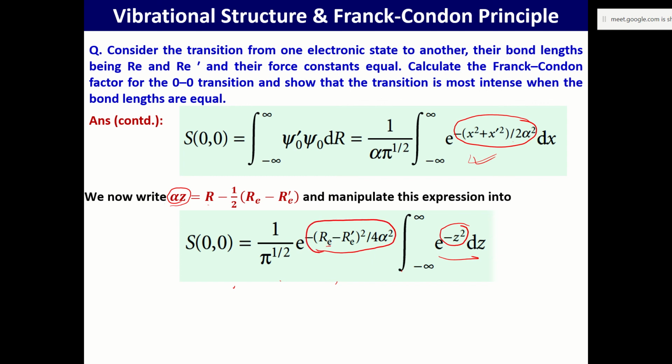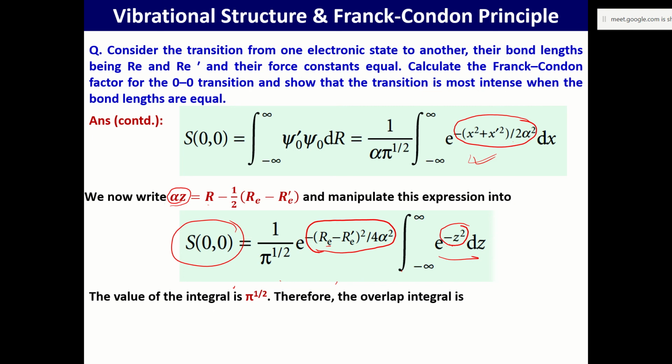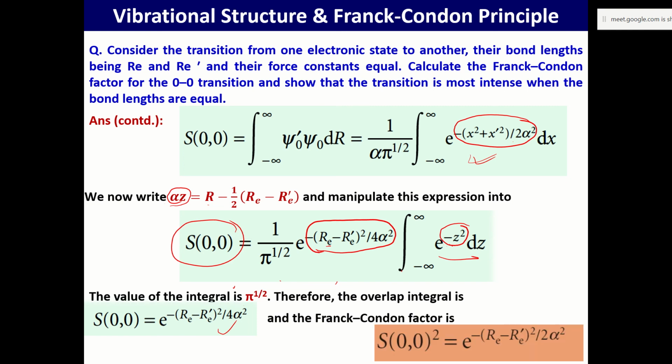So re prime is known, and the only variable is e to the power minus z square, and so it becomes easy to understand how this whole overlap integral will behave. Simply look at this z square value. So the value of the integral is under root pi, that is the value, and the overlap integral is then given by this integral. So the Franck-Condon factor is simply this, in this case e to the power.